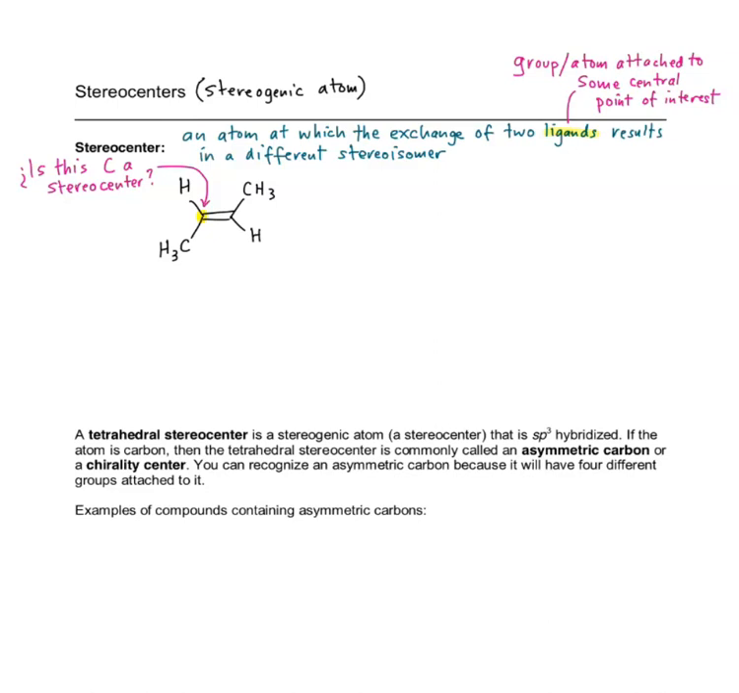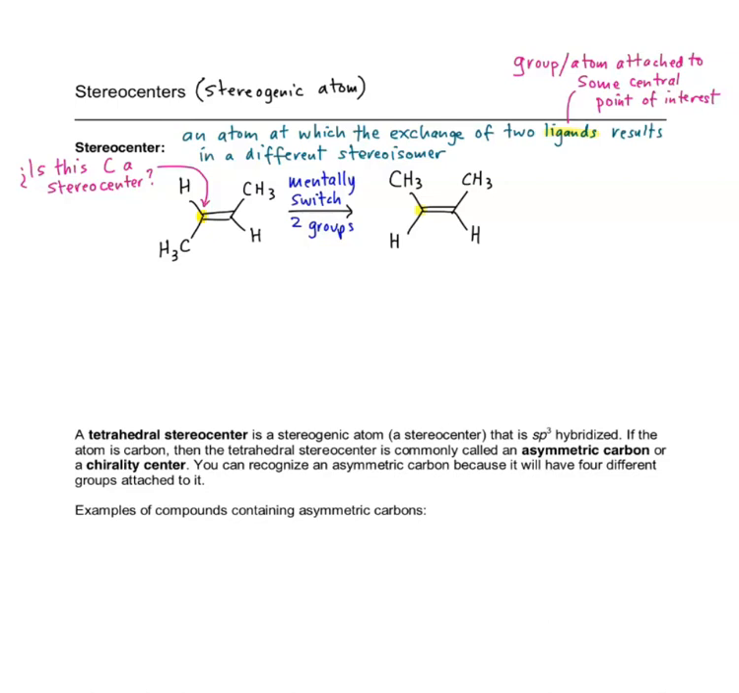Okay, so according to the definition, what we would need to do is mentally switch the positions of two of the groups that are attached to that carbon. So we're going to mentally swap the places of two of the groups. Now the two groups, in this case, would be the methyl group and the hydrogen. So I'm going to put the methyl group where the hydrogen was and put the hydrogen where the methyl group was. Everything else in the structure, I'm leaving the same.